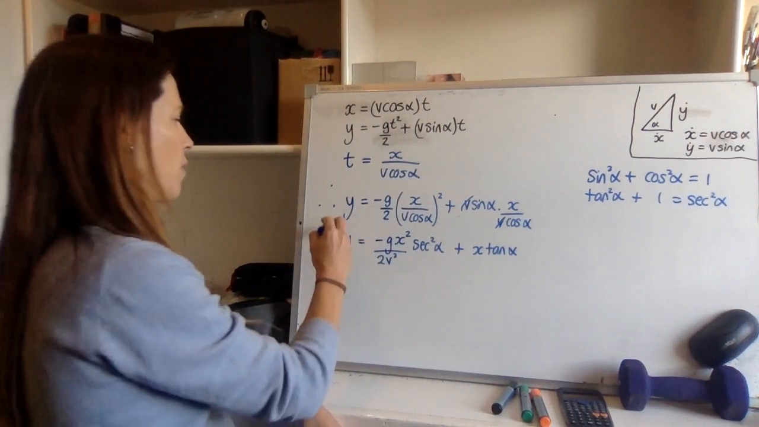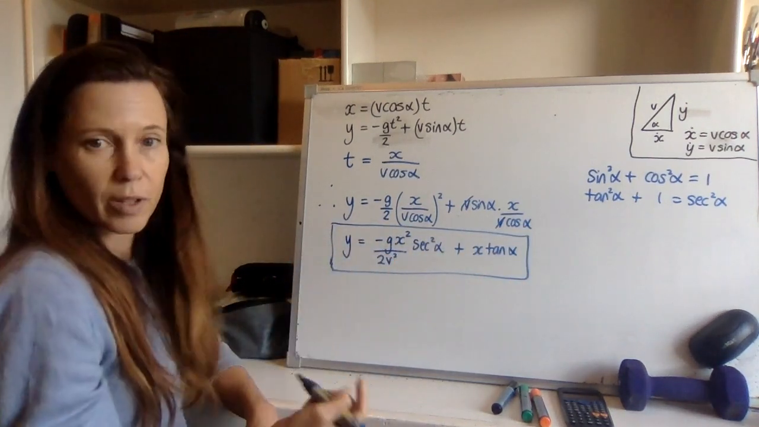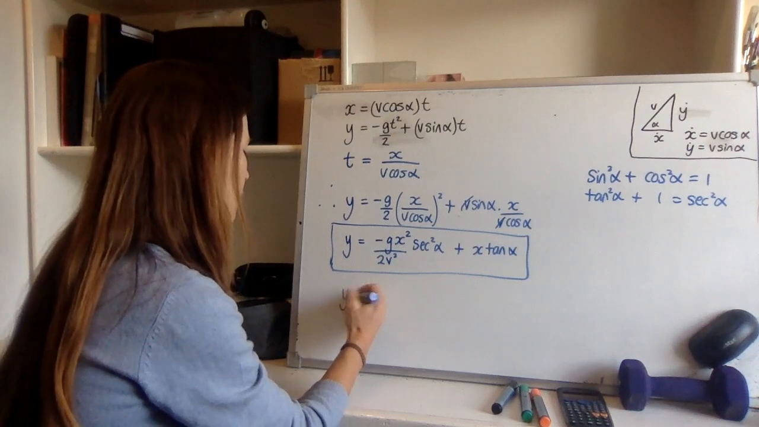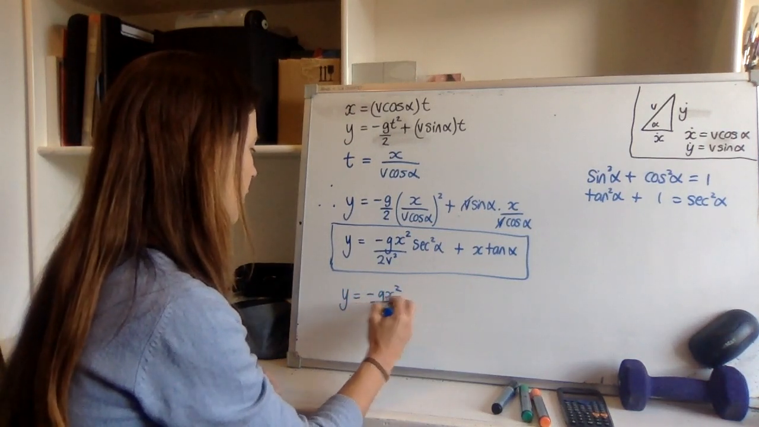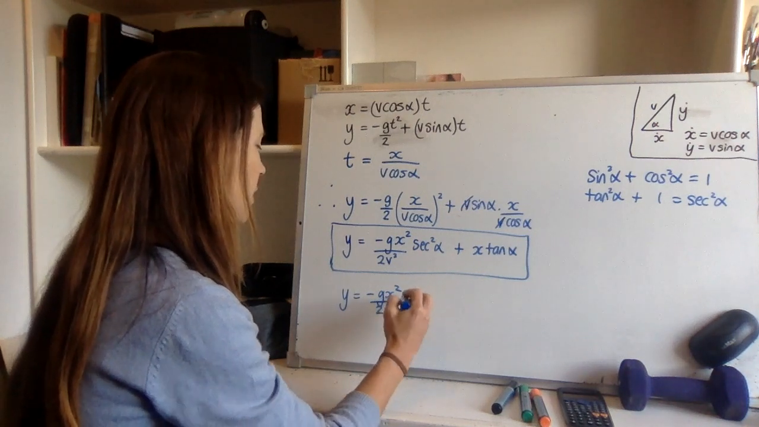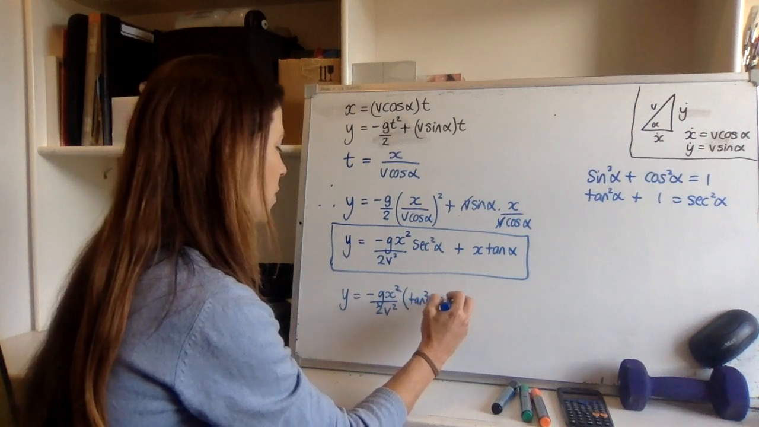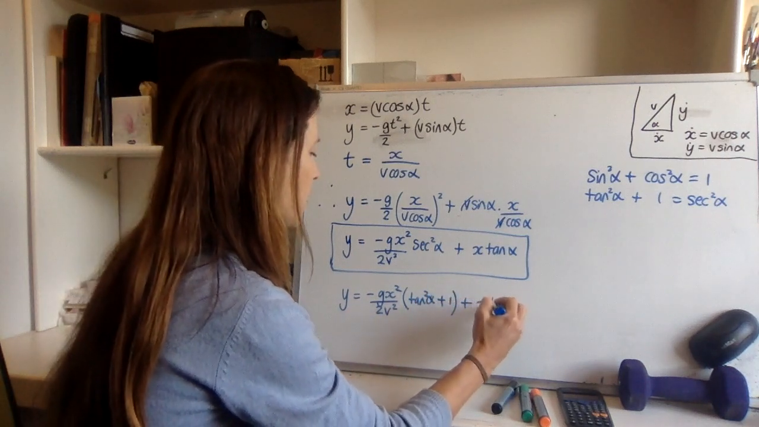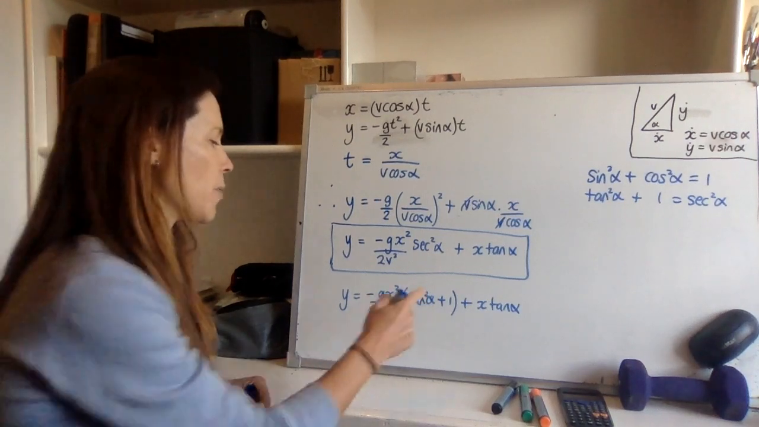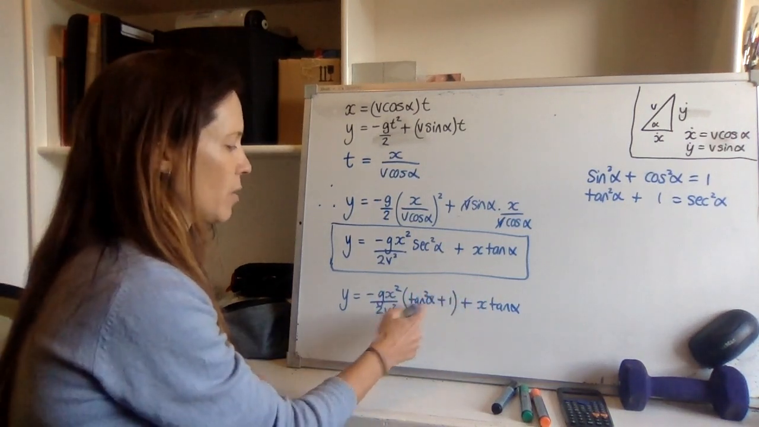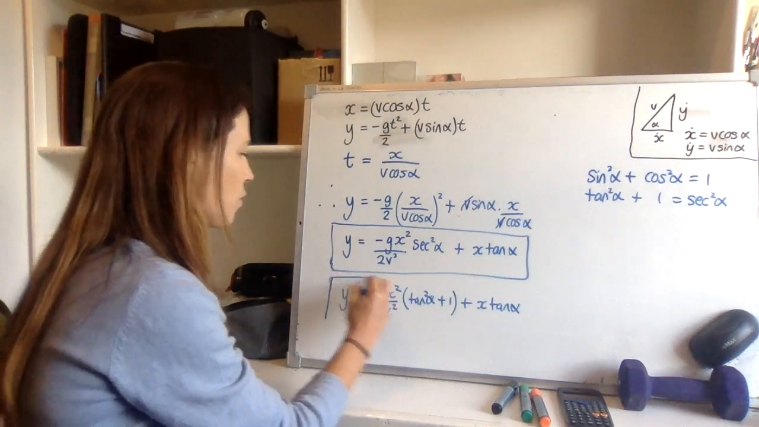So this is a perfectly good formula, and you can use it like this. You could even use it with the cos squared alpha down below, but you can also rearrange it and say that we've got minus g x squared over 2v squared multiplied by tan squared alpha plus 1, plus x tan alpha. And by doing that, you're making life a little bit easier when you come to solve it for alpha, because both of your alphas are in terms of tan alpha. So those are the two forms.